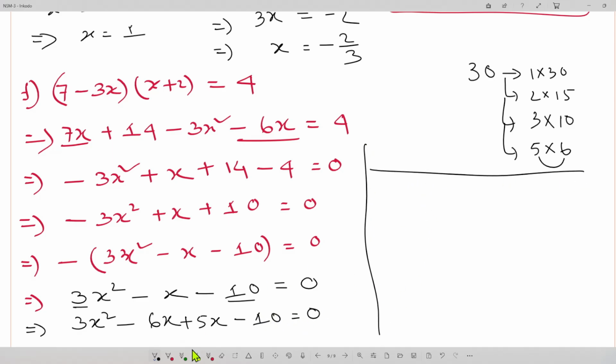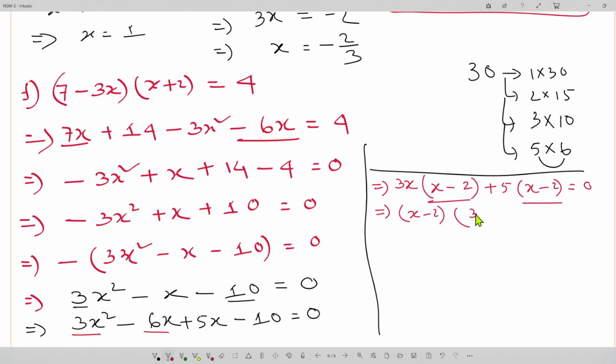Okay, it's very simple. So here we can take common 3x, so here is 3x and here is 6x, so x minus 6 divided by 3 is 2 and x divided by x is 1, so here is only 2. Right? Again we can take common plus 5, so here is also x minus 2 equals to 0. Now x minus 2, x minus 2, and here is 3x plus 5 equals to 0.